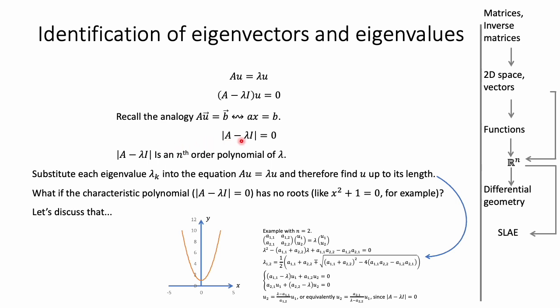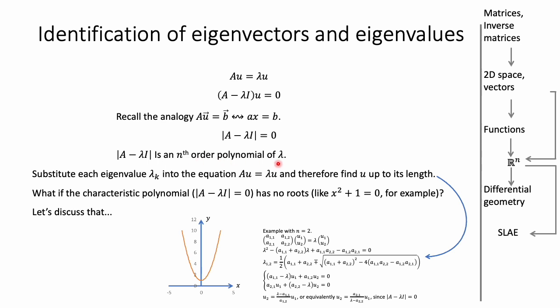This is going to be a very long sum of certain products, and in each of them there can be not more than n copies of lambda multiplied by each other, because in the end the determinant is the combination of the products of different elements of the rows and the columns of the matrix, and there are just n rows and n columns in the matrix A. So this determinant is an nth order polynomial of lambda.